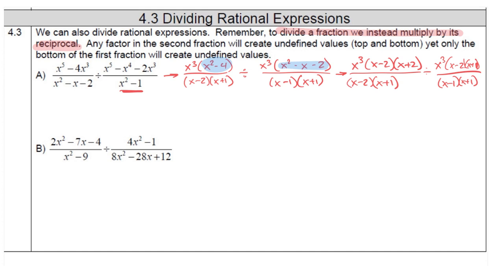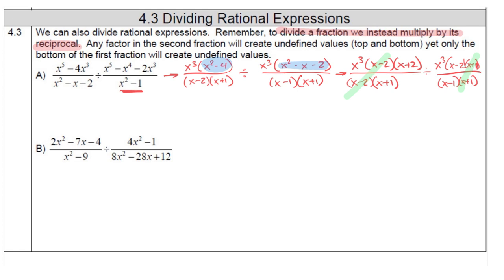What I'm going to do is cancel out common factors. If you look at the first fraction, we have x cubed times x minus 2 times x plus 2 over x minus 2 times x plus 1. These two can cancel, so let's cancel those out. Second fraction, x cubed times x minus 2 times x plus 1 over x minus 1 times x plus 1. These two x plus 1s cancel.